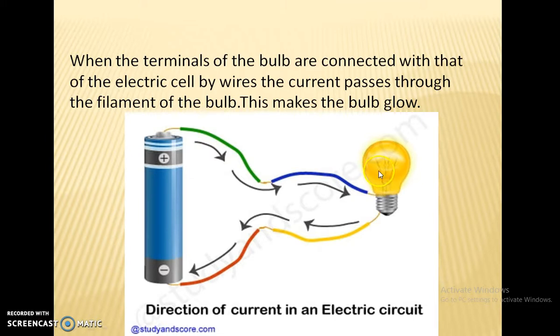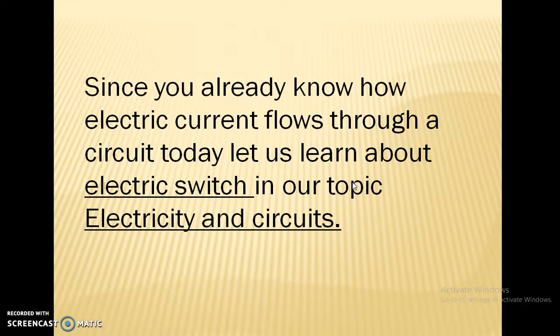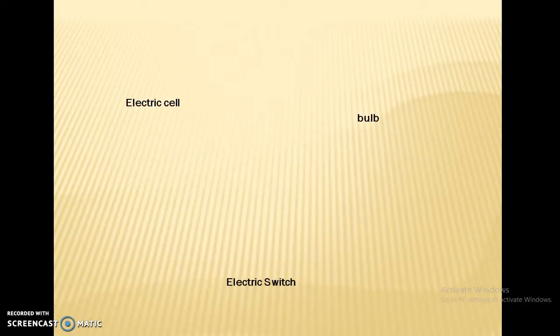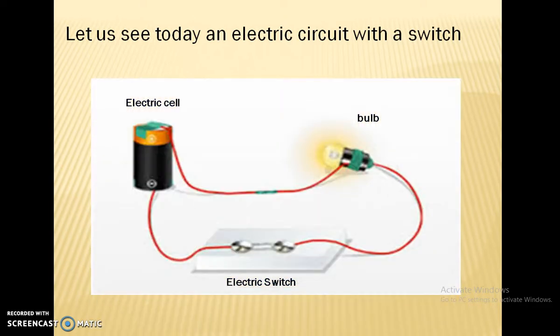which makes the bulb glow. Now, since you already know how electric current flows through a circuit, today let us learn about electric switch in our topic electricity and circuits. Let us see today an electric circuit with a switch. As you can see on the screen, there is a circuit which consists of an electric cell, a bulb and an electric switch.